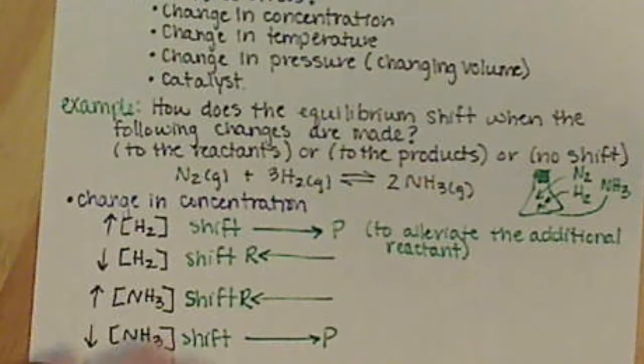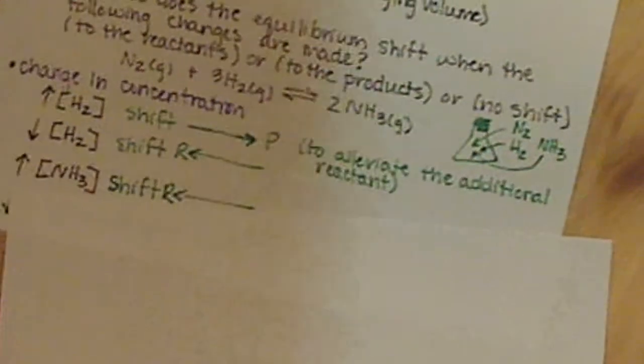All right, so that is our change in concentration. So now let's look at what happens if we change our temperature. And actually, I like to think of changing our temperature as the same thing as our concentration. So I'm going to rewrite our equilibrium.